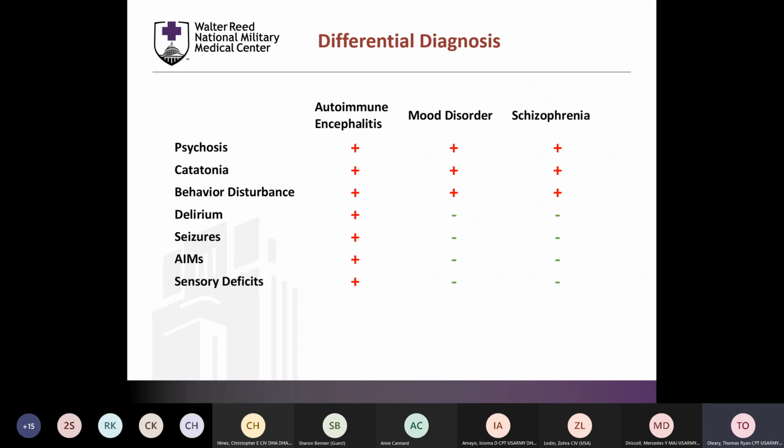So the presence of this constellation weighs heavily towards autoimmune encephalitis. The most important one is the presence of delirium.